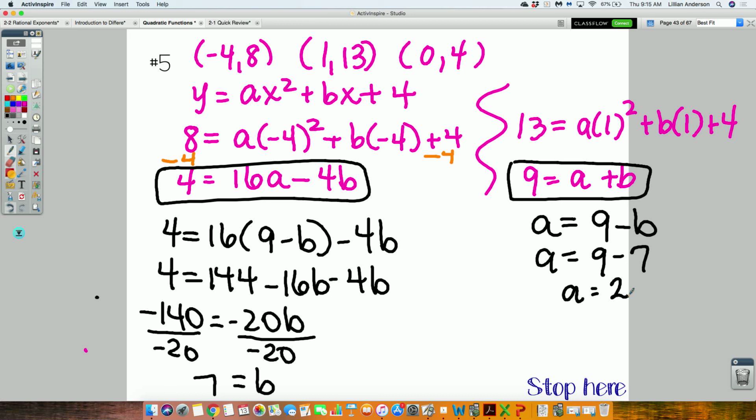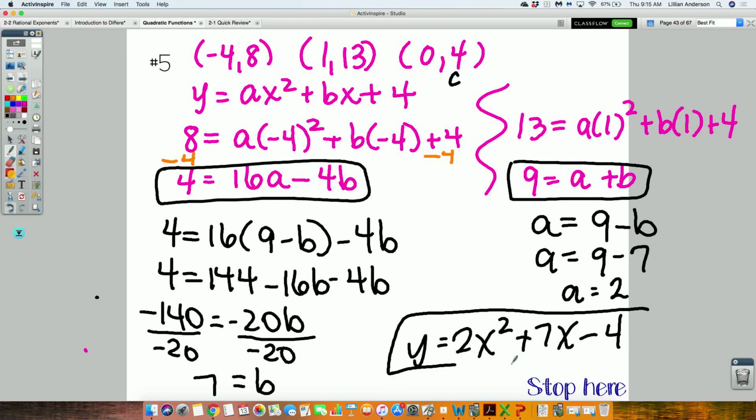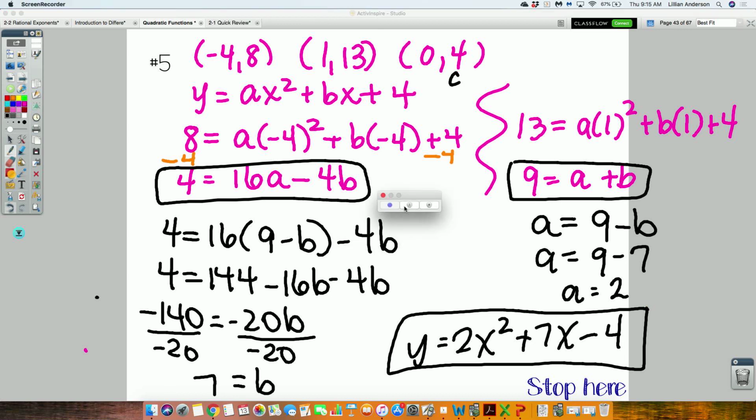And now that we have our A, our B, and our C from way back, our final equation is y equals 2x squared plus 7x plus 4. And that is your equation for the quadratic in number 5. I apologize, plus 4.